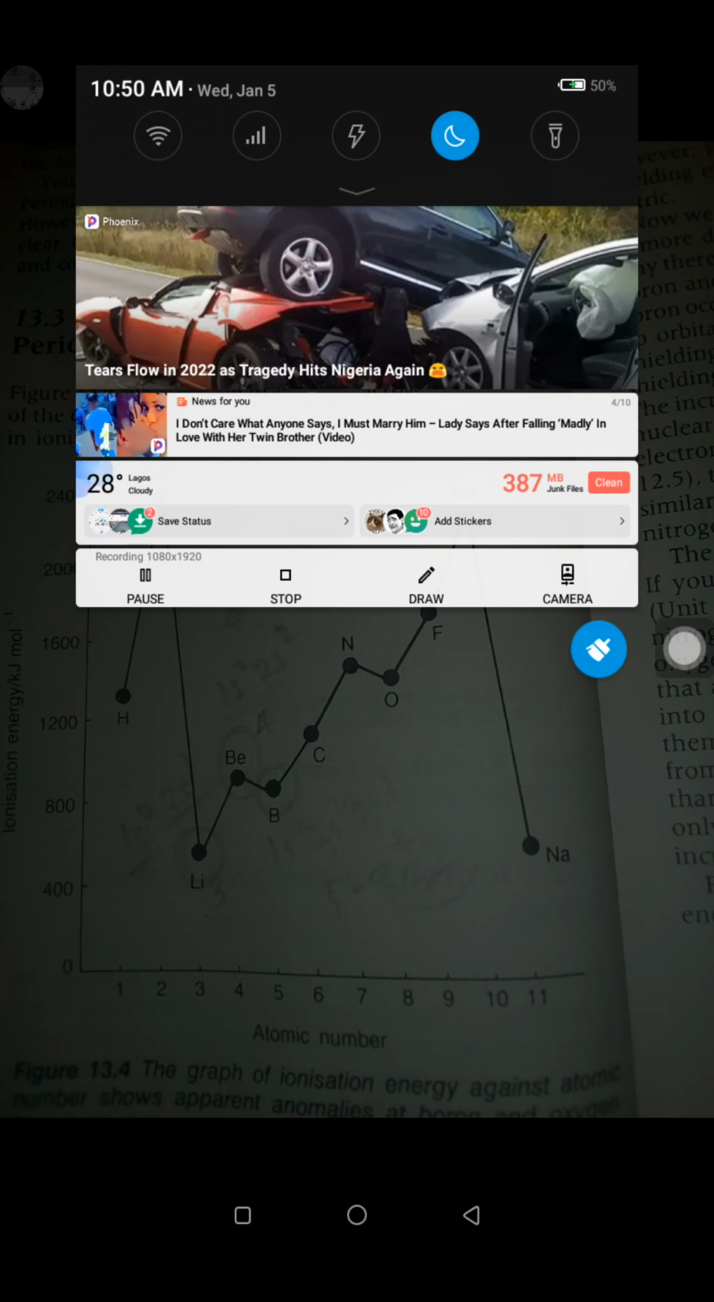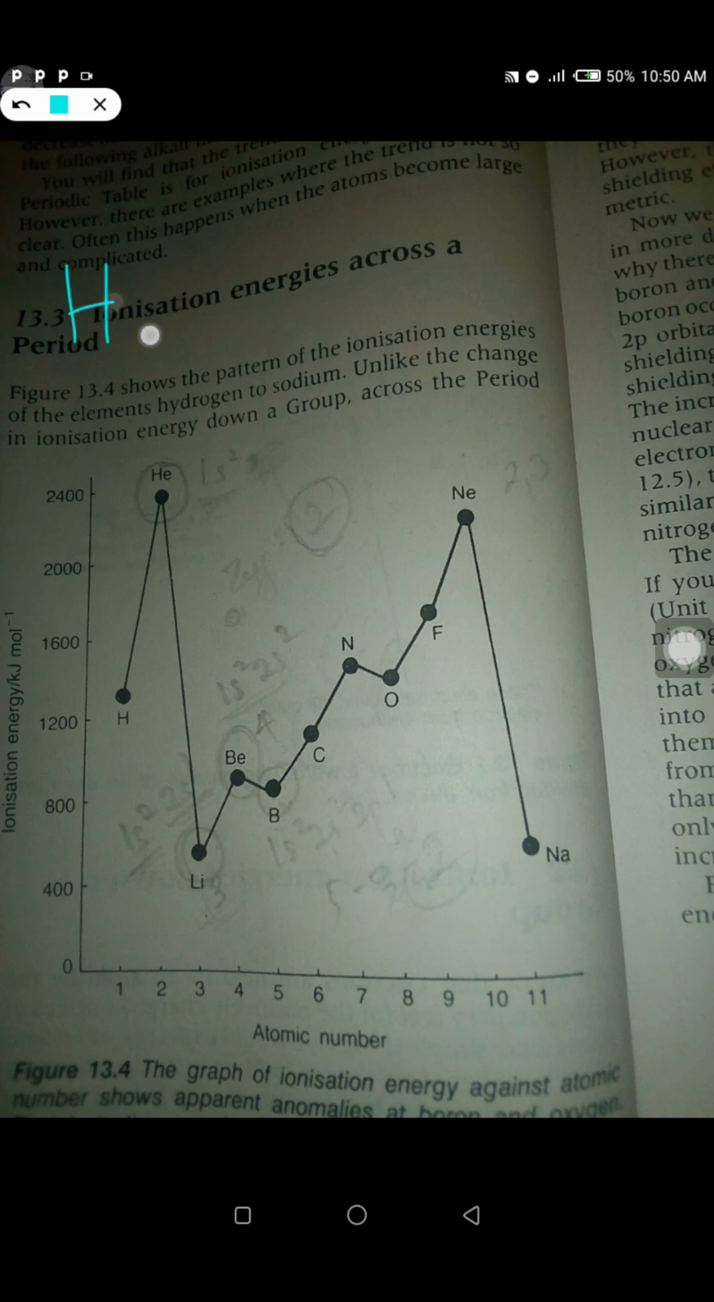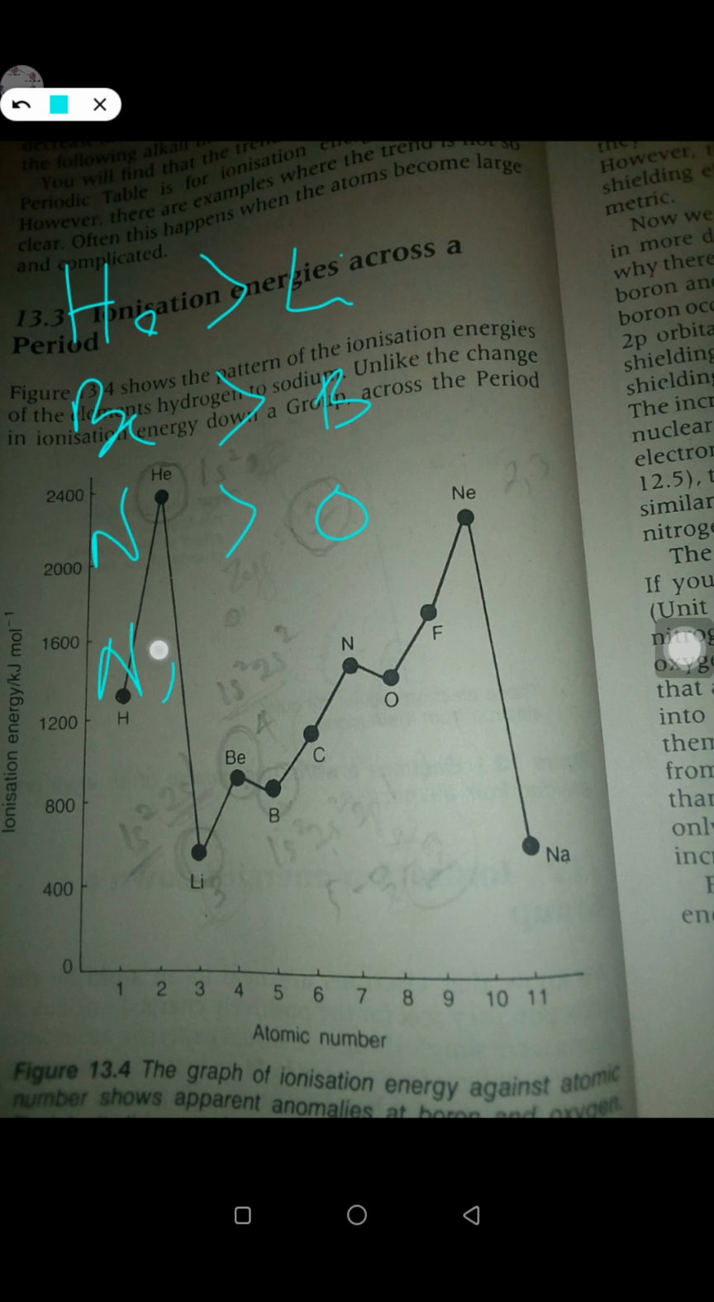I'll have to take it off. So I have helium greater than lithium. I have beryllium greater than boron. I have nitrogen greater than oxygen. And I have neon greater than sodium. That one is expected, but I'm still going to explain that. So let's try to explain each one and why all these abnormal situations happen. Okay, let's start with the first one.